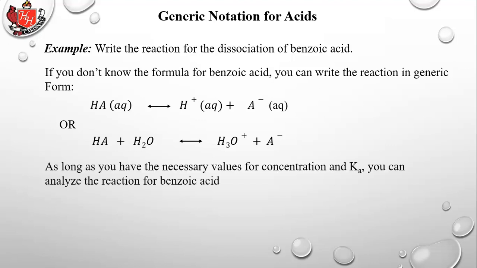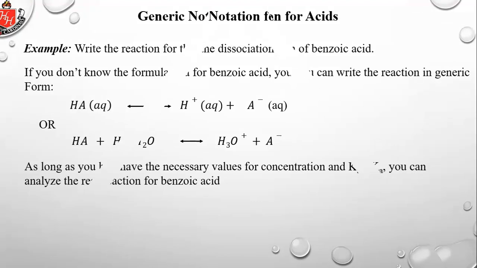As long as you have the necessary values for concentration and Ka, that's called the acid dissociation constant. It's the equilibrium constant for a weak acid. We'll talk about that coming up. You can analyze the reaction for benzoic acid. So as long as you have the appropriate numbers, in other words, you can still analyze this reaction without knowing the formula for benzoic acid.